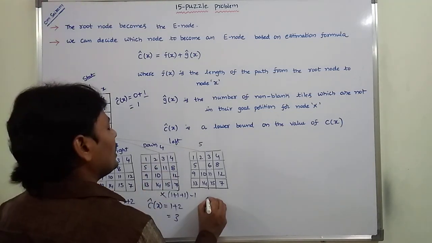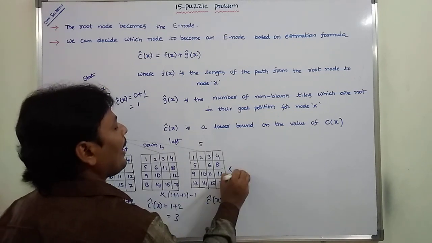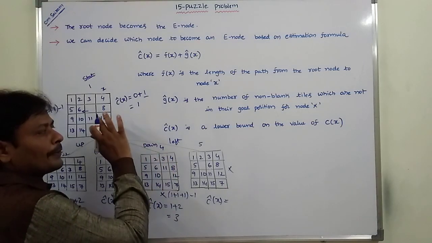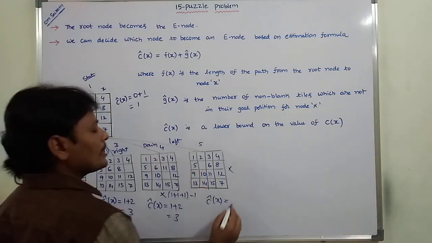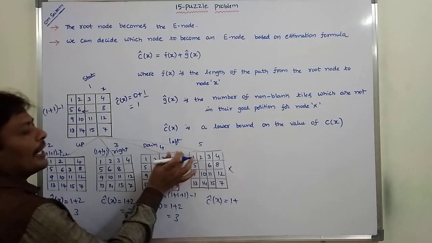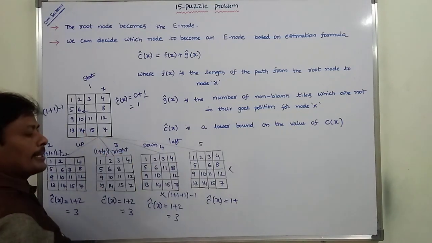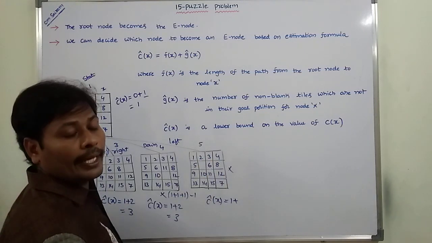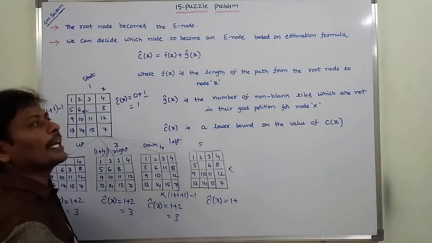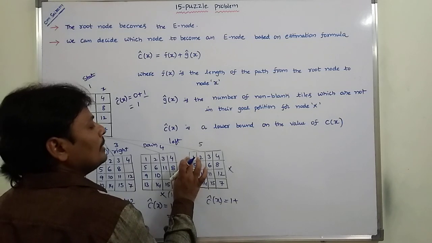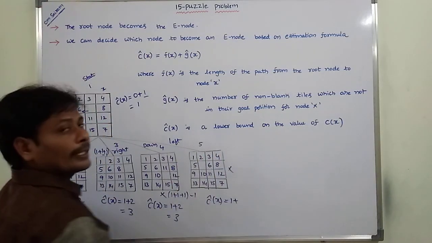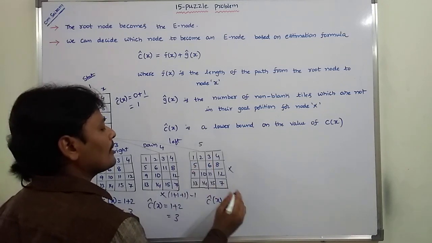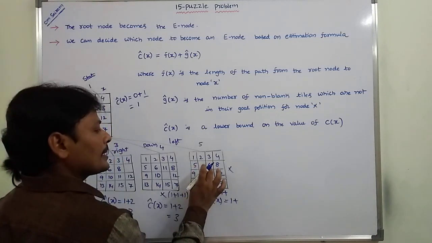Next one, now suppose this can be called as node x is equal to f of x. F of x means length from root node to this node is 1. How many number of edges are there? Only one edge is there. Okay, 1 plus how many tiles are not in correct position when we are comparing to the goal position? 1, 2, 3, 4 already in their correct positions. 5 already correct position. 6, it is not in the correct position.